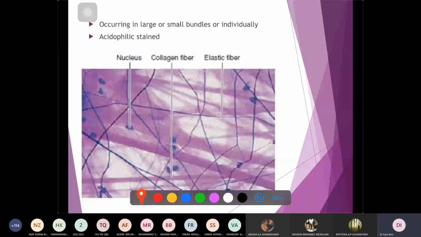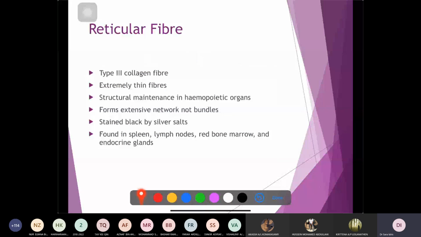The next fiber is reticular. Reticular fiber is technically a kind of collagen fiber, collagen type 3. But as I mentioned, you don't have to know the different types of collagen fibers, it would be a bit too complicated. So we can just call reticular fiber by itself, but it is a subtype of collagen fiber.